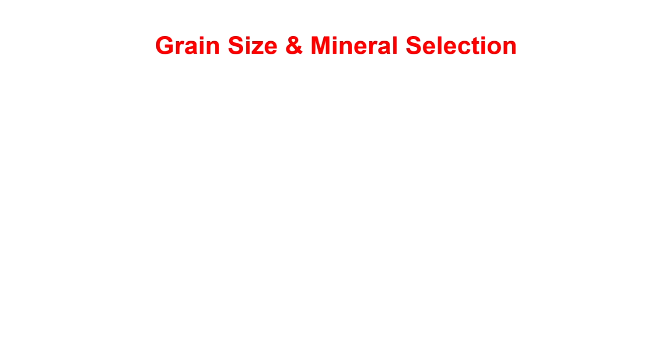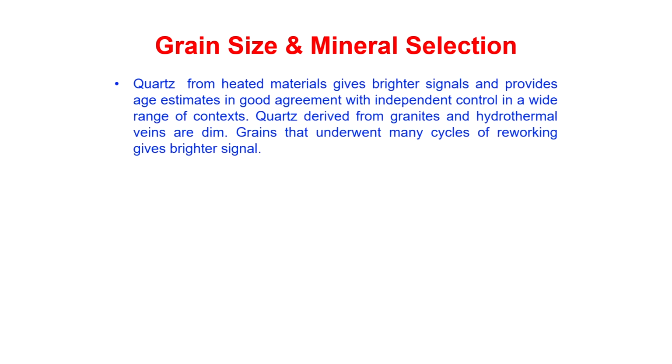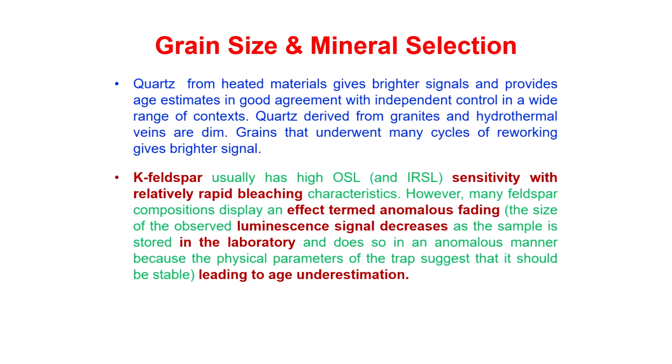So further, like grain size and the minerals, as we have already discussed, mainly the potash feldspar usually has a high OSL and IRSL sensitivity, and they get bleached very rapidly, as I was showing in the shine curves, or the decay curves. So the feldspar will decay very fast, while the quartz will take time and then it will decay. Okay. So again, feldspar displays an effect termed anomalous fading. So this will have this effect that we were talking about here.